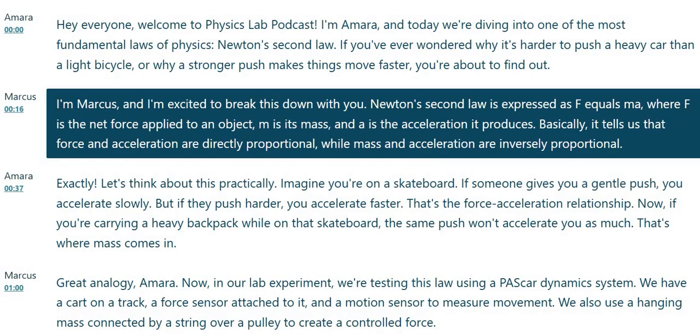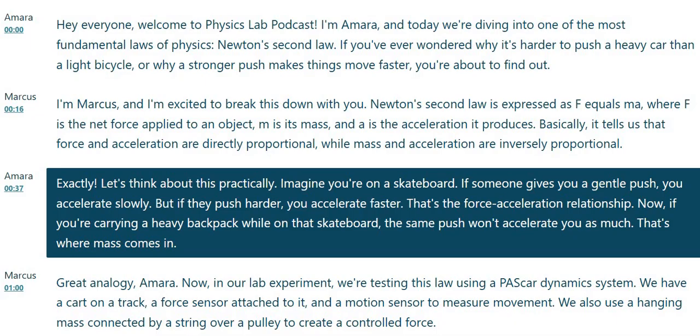Newton's second law is expressed as F equals ma, where F is the net force applied to an object, m is its mass, and a is the acceleration it produces. Basically, it tells us that force and acceleration are directly proportional, while mass and acceleration are inversely proportional.